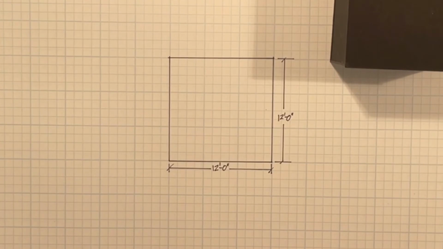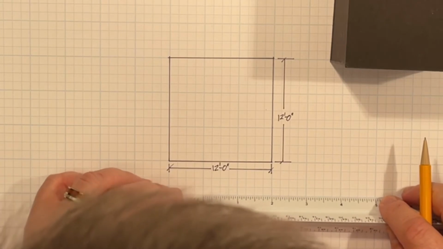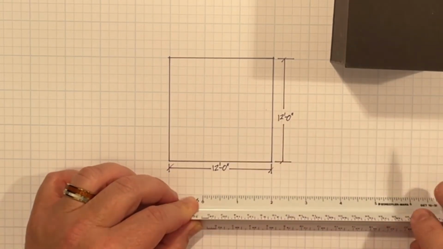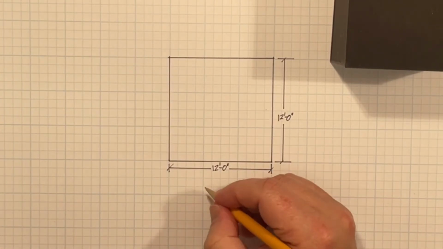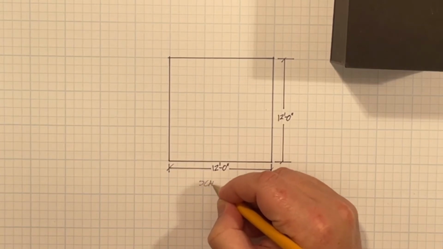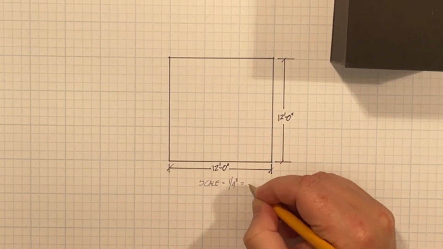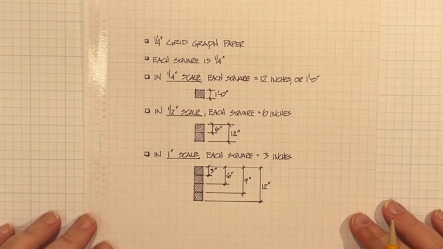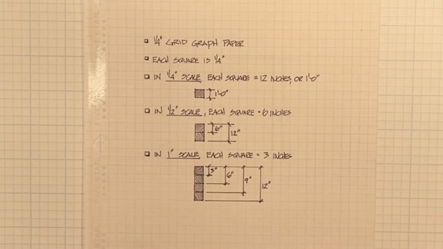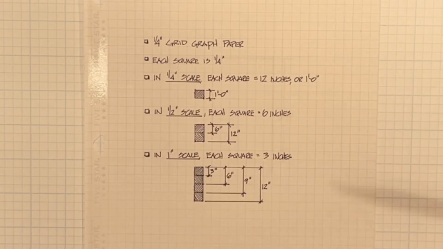These squares happen to be 1/4 inch square. So each 1/4 inch represents 1 foot. So this scale is 1/4 inch equals 1 foot, which is a common scale that we use in theater drafting. So just to recap, with 1/4 inch graph paper, each square is a 1/4 inch. So in 1/4 inch scale, each square represents 12 inches, which I just showed you.